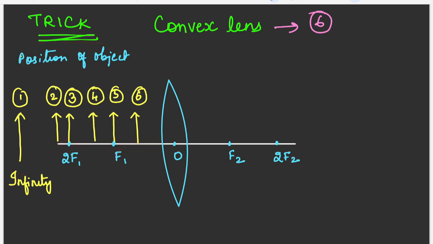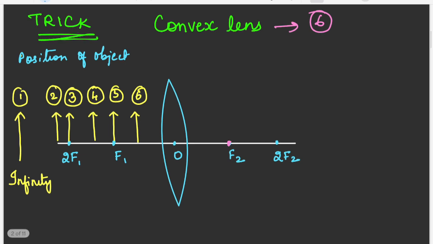Now let us learn the position of the image. So where is the image formed? In the first ray diagram, it will be formed exactly on F2. So here, in the first ray diagram, this is the position of the image, exactly here. So exactly on F2, the image will be formed. This is the first ray diagram where the image is formed.